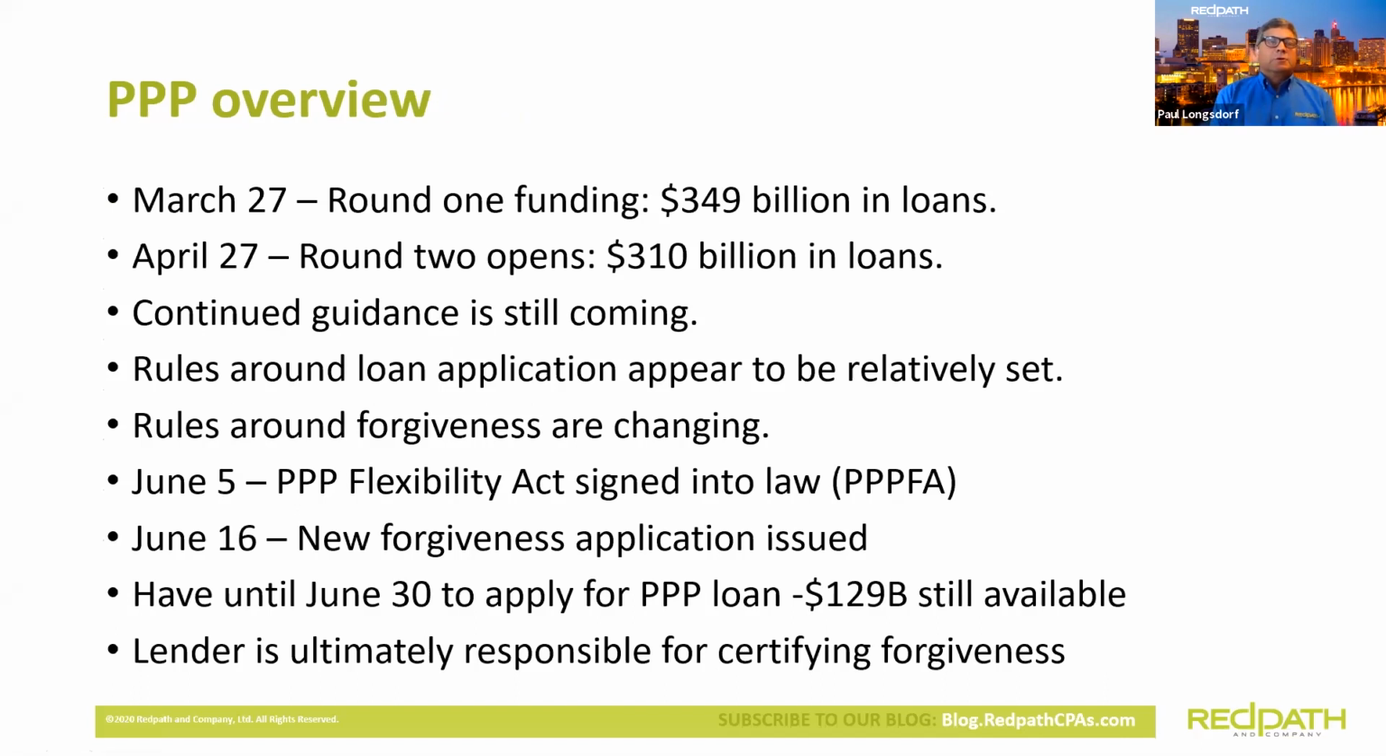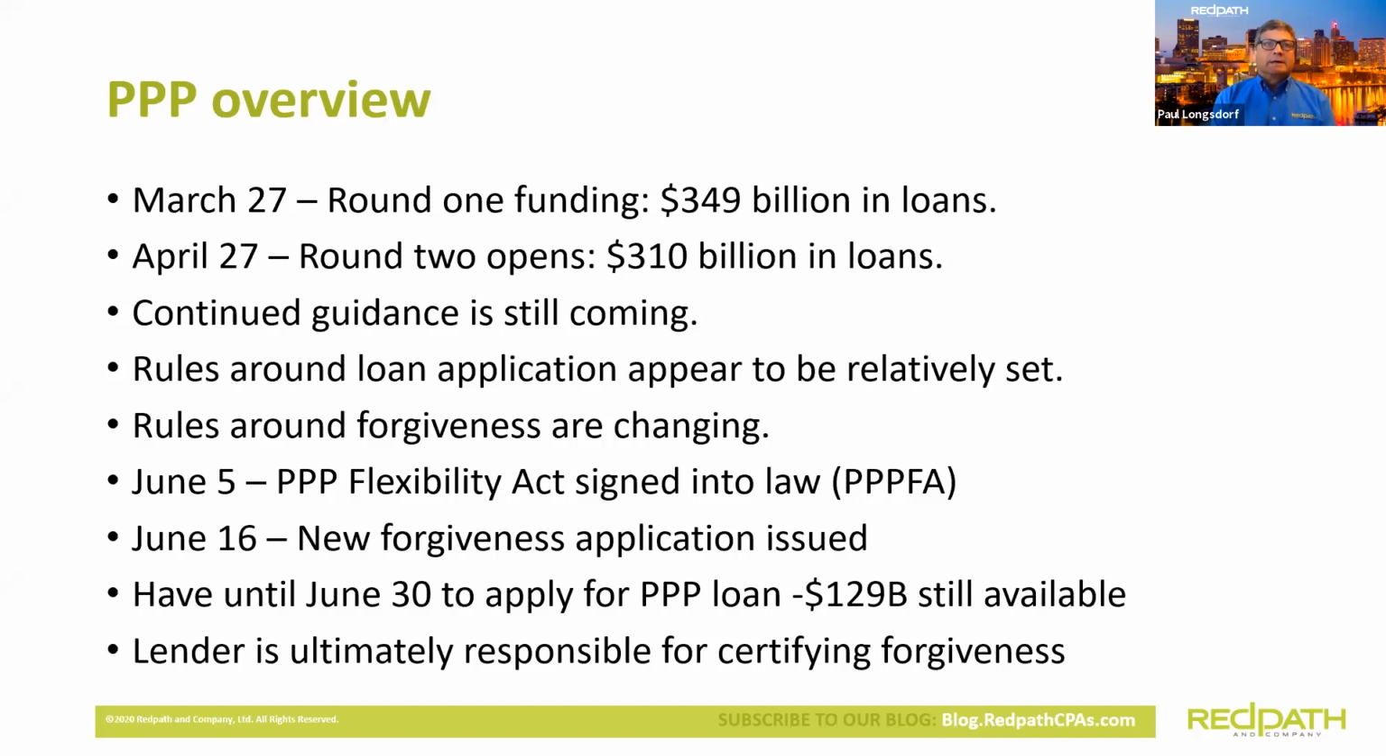So first, a little background. As we all remember, on March 27th, about 2.5 months ago, and it seems like about a year ago, the CARES Act was initially signed into law and authorized $349 billion in PPP loans. There was a mad dash for those, and on April 27th, Congress authorized another $310 billion in loans.